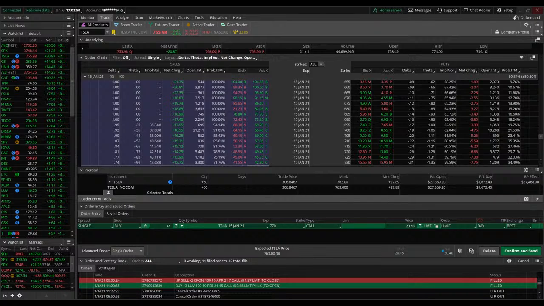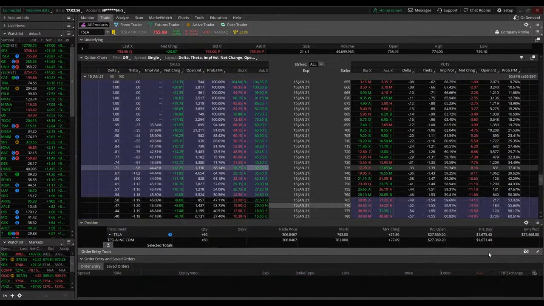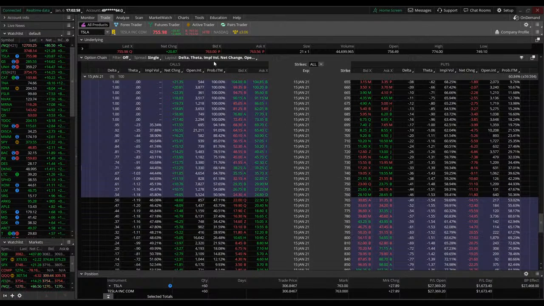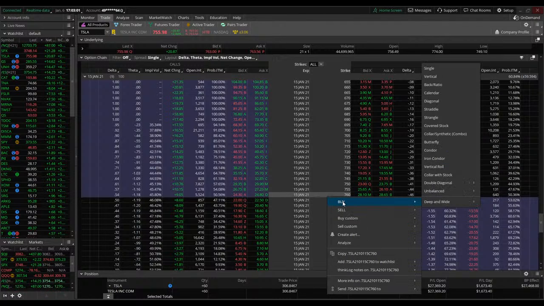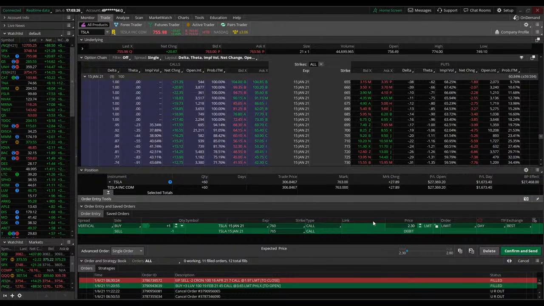So what am I going to do? I'm going to turn this into a spread. How do I do that, and why do I do that? What I'm going to do is buy a 760 call. And this is what's good about TOS. You can easily set it up without buying the call and then selling the call separately. You can click single, which means a naked call or put, or vertical, which is exactly what we're going to do. It makes it very easy to set up.